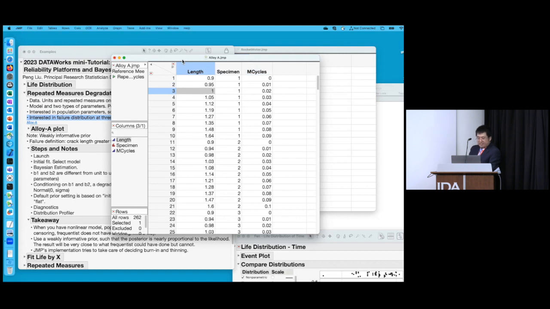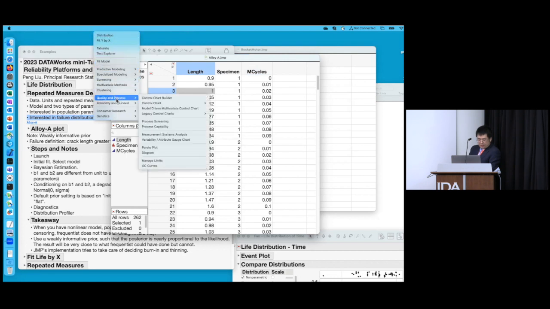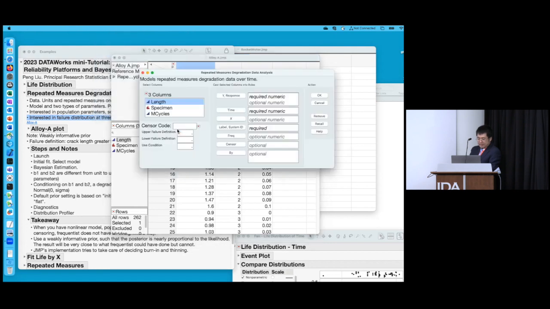And how to analyze this data? Go to the Analyze menu in JMP, find the Reliability and Survival submenu, and find Repeated Measures Degradation. Put the length, which is our response, the crack length, to Y, specimen to System ID, and million cycles to Time. So Y is the length, our response; time is million cycles; X labels system ID is the specimen. Click OK.